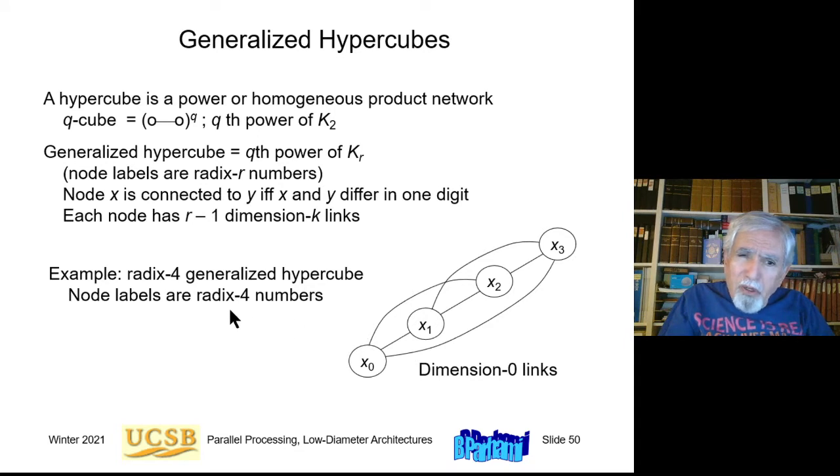Okay, so this is binary hypercube or radix 2 hypercube. You can view this as radix 4 hypercube. Node numbers are now radix 4 numbers. So for example, 0, 1, 2, 3 along this dimension, and 0, 1, 2, 3 along another dimension, and so on.